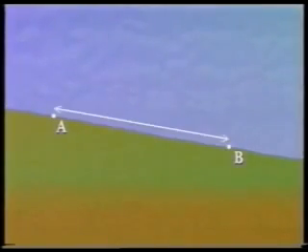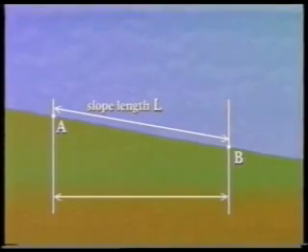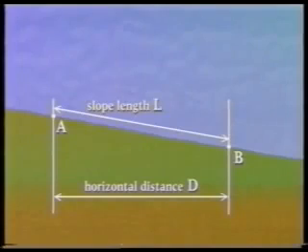Two ground points, A and B, lie on a constant slope. The distance along the slope between A and B is known as the slope length or the slant length, and is usually given the symbol L. If vertical planes are added through A and B, then the shortest distance between them lies at right angles to these two planes. This is known as the horizontal distance, and it is usually given the symbol D.